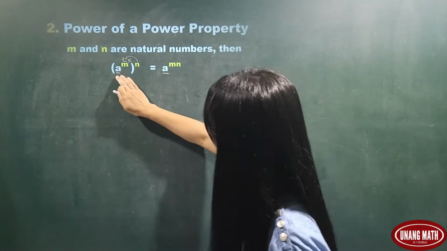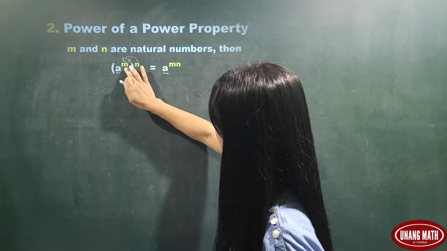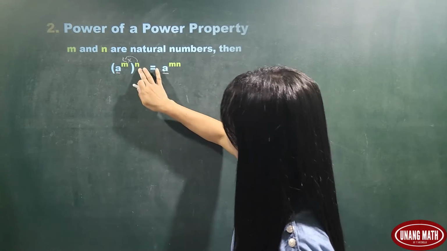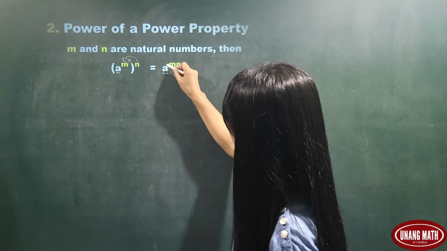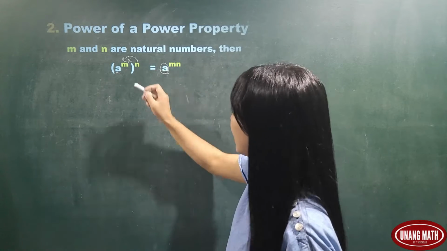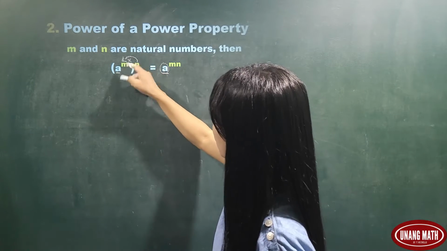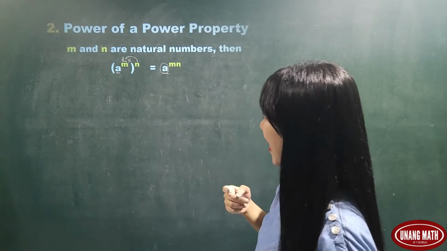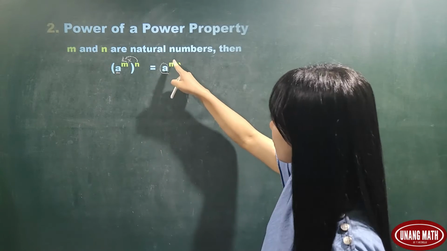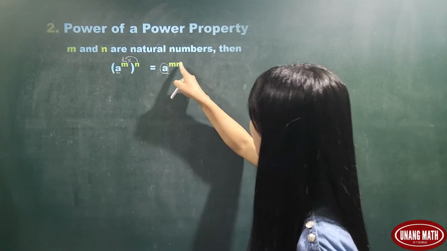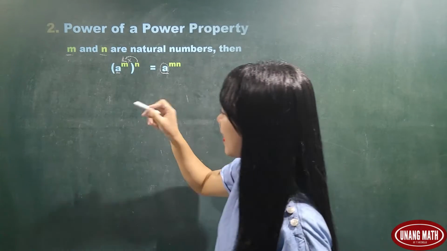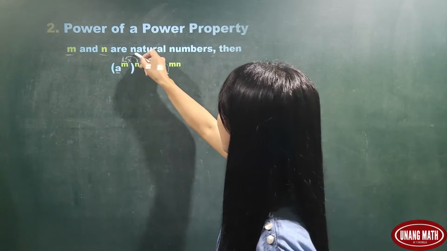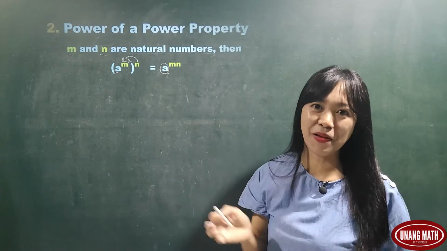So for A raised to the power of m inside the parenthesis and it's raised to the power of n, okay, we will copy the base A, then multiply the exponents. So we have m times n. So this is equal to A raised to the power of mn. Okay, again, m and n, these are our exponents and these are natural numbers.